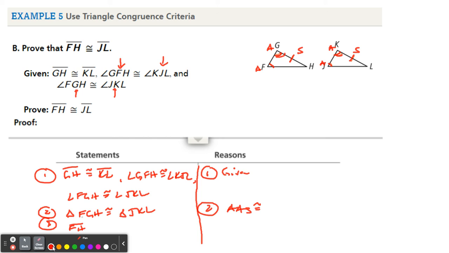And because the triangles are congruent, all the corresponding parts are congruent. FH is here and here. That should be congruent to JL, here and here. And that is what you want to prove, and that is by corresponding parts of congruent triangles are congruent. CPCTC.